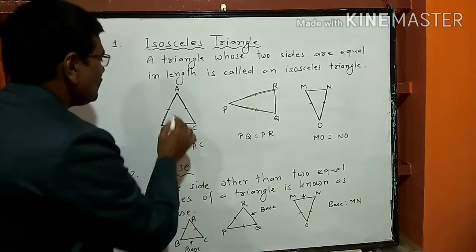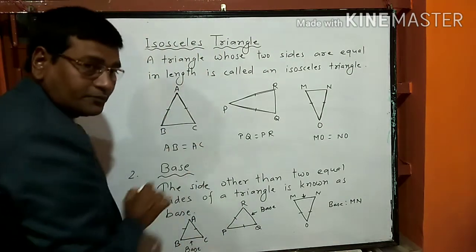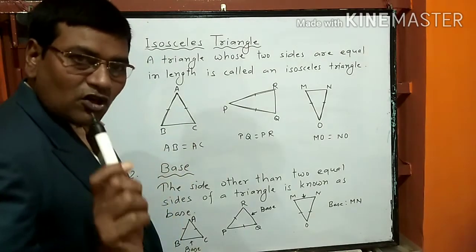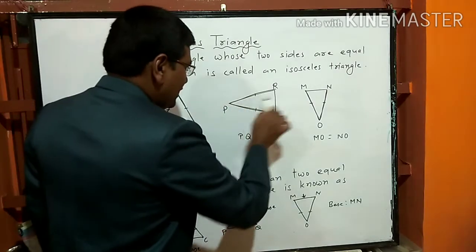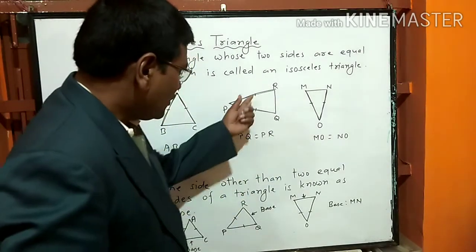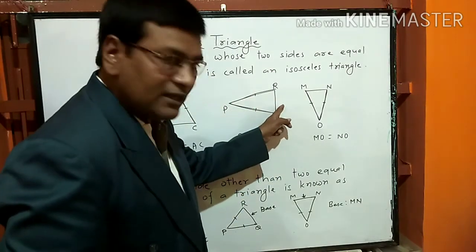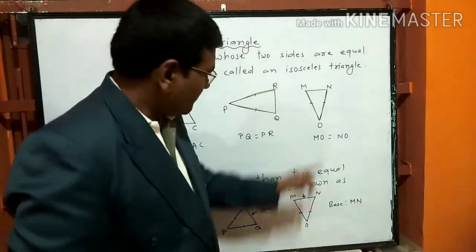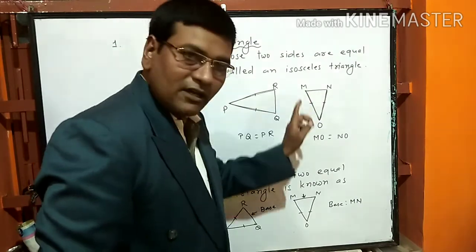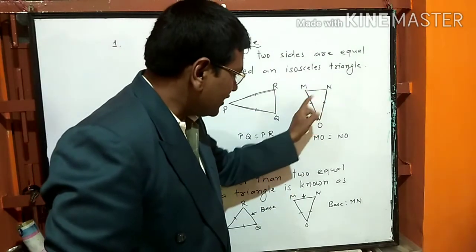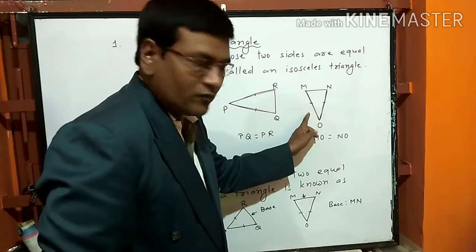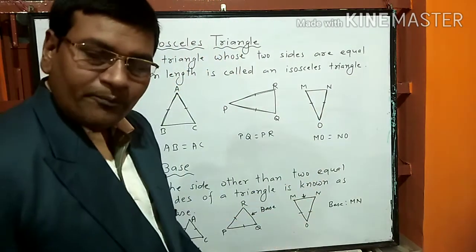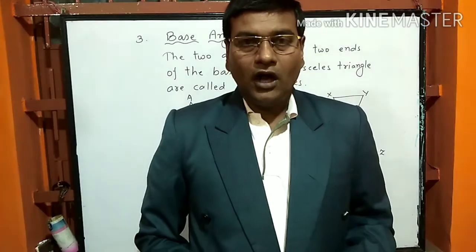Now, these two sides are equal, and this is the third side. The remaining third side is called base. In this triangle PQR, two sides are equal, and the remaining side other than the equal sides is called base. MN is here base. The side other than the two equal sides is called base.